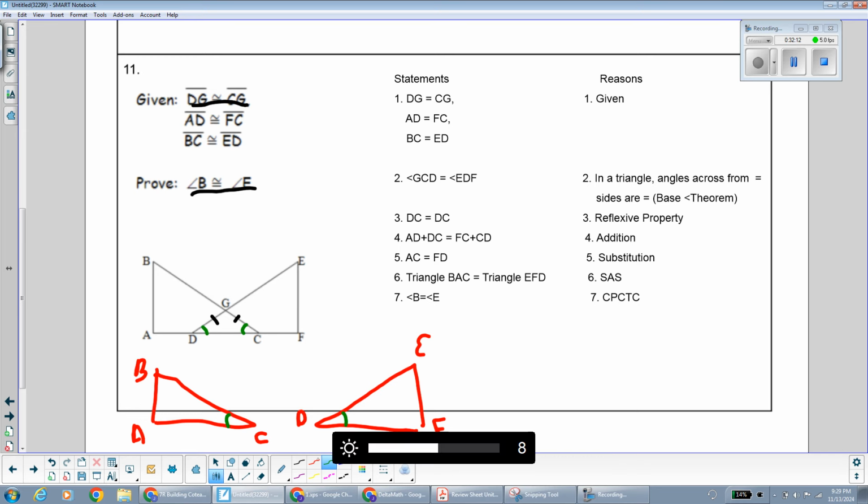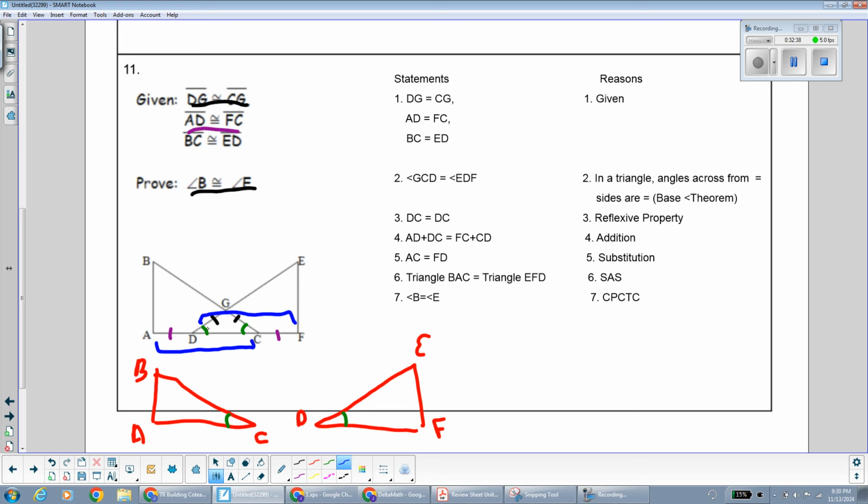Okay, next they tell us that AD is congruent to FC. So AD is not the full side of the triangle. AC is the full side. And FC is not the full side. FD is the full side. So we have information that's too short. In order to make it longer, we can add. Let's take a look at what we'll be adding.